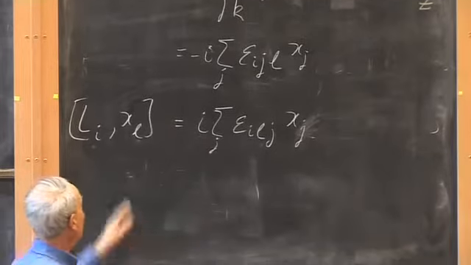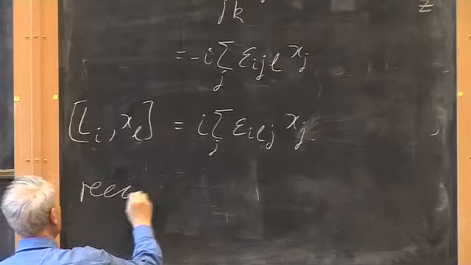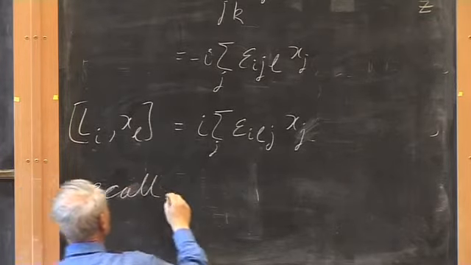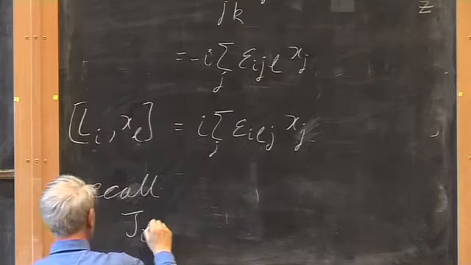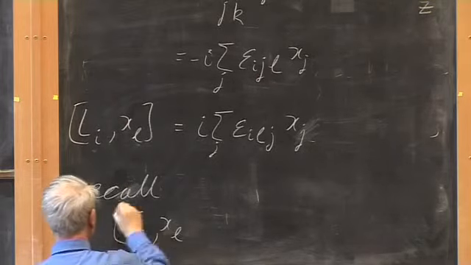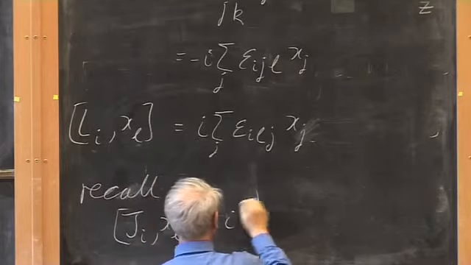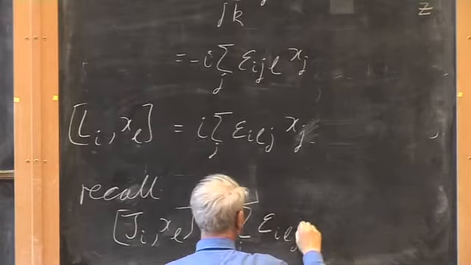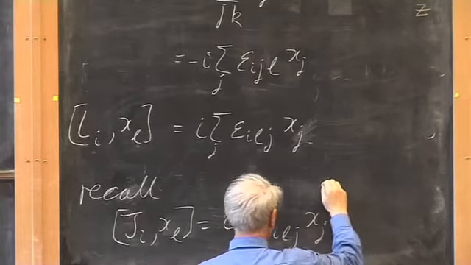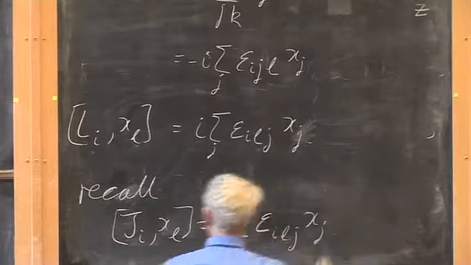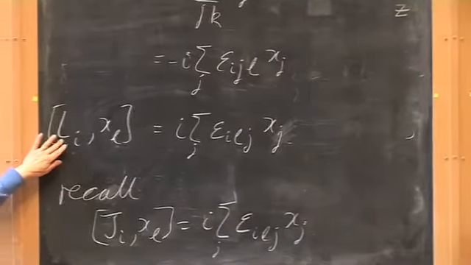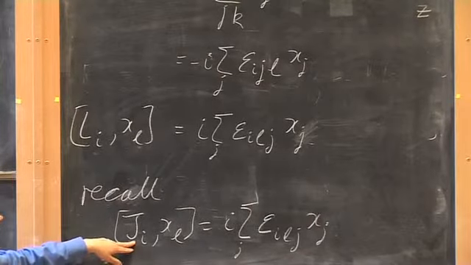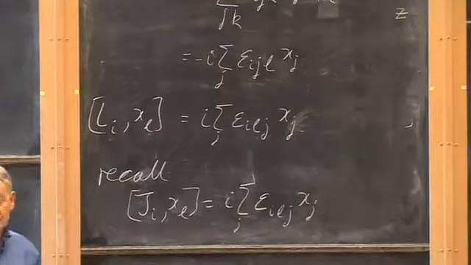Now this is exactly the same as a result we already had. So we need to recall at this point that the commutator of Ji with xl is equal to i sum over j epsilon i l j xj. So the commutator of this orbital angular momentum operator with this position operator is the same as the commutator of this total angular momentum operator with the position operator.